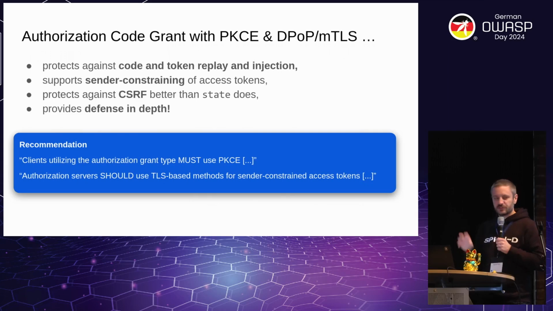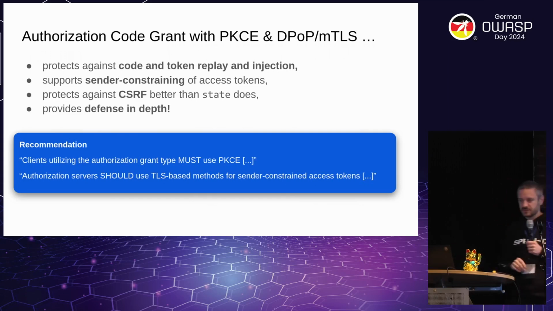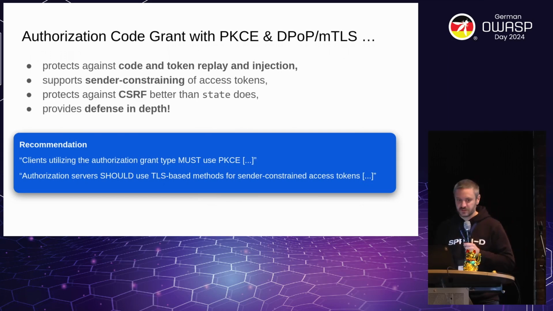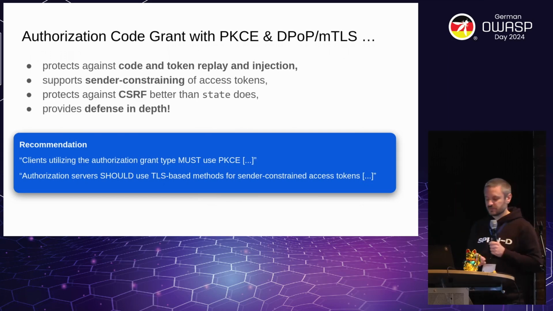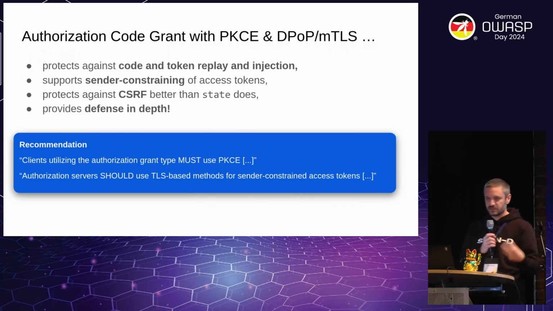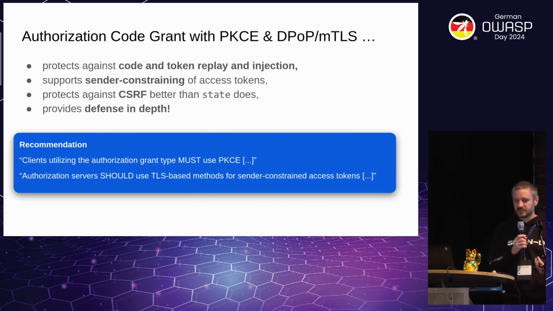If you use the authorization code grant with PKCE and DPoP or mutual TLS, what you get is code and token replay protection and injection protection. Nobody can force you to use their access token. You have sender constraining of access tokens. You even have CSRF protection, because it turns out that PKCE is providing a good CSRF protection that is better than the original use of the parameter state.